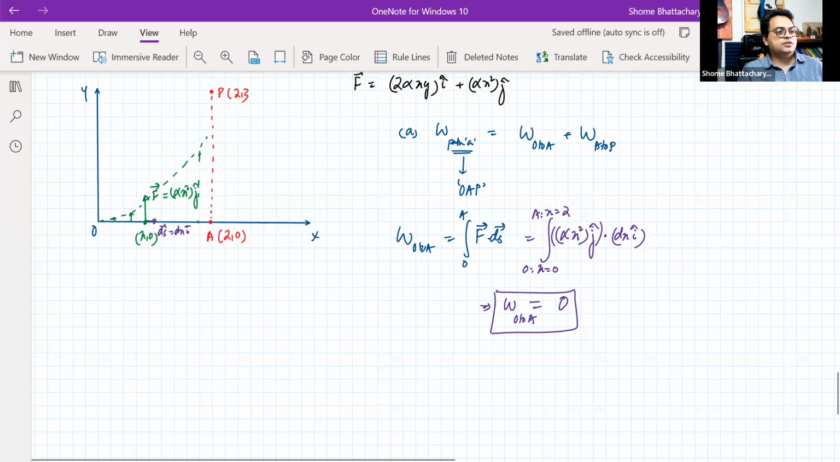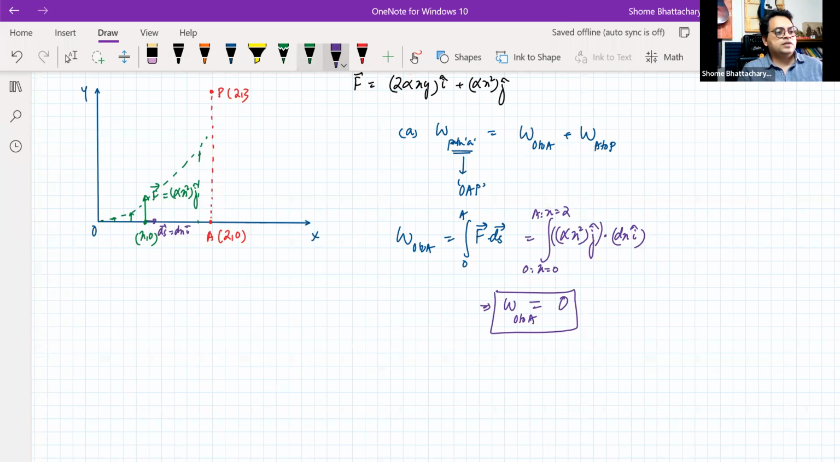Now similarly, let's calculate the work done from A to P. So when we are at any point over here, the coordinate in general is 2, y. So the force will be something like this. It will have an x component of 4 alpha y i cap plus 4 alpha j cap. At this type of point, the force will become like this, whereas the displacement here will be like this.